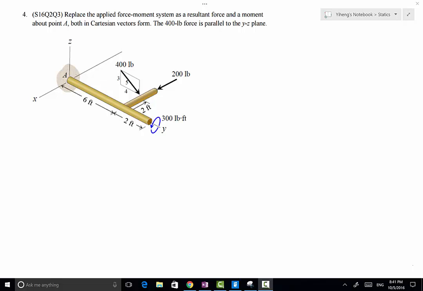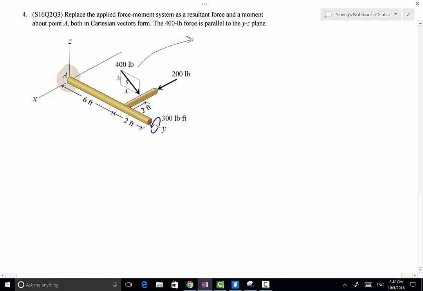In this problem, we need to replace the applied force moment system with a single force and single couple moment placed at point A. So as you can see, this member is subjected to two forces and a free couple moment. So the first thing we want to do is to represent them using Cartesian vector forms.